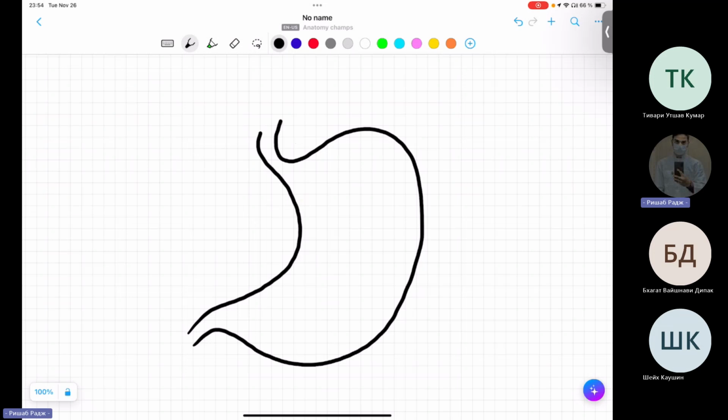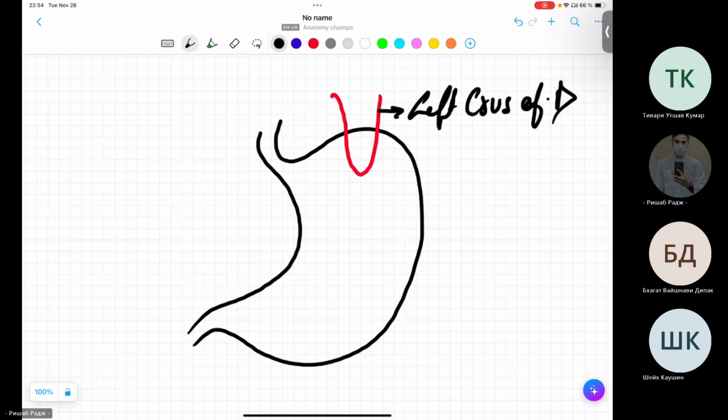So posteriorly, in the fundus part, you will have the left crus of diaphragm. Which class? September 2nd, thoracic inlet and the diaphragm. No, September 2nd was embryology. So this is the first class of thorax, in which I told you about the diaphragm. So left crus will be here.